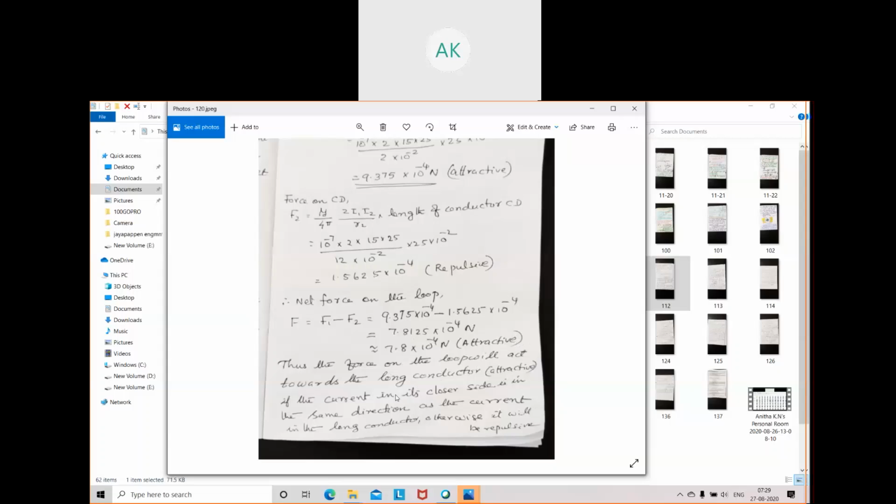They will attract each other. If the current in the closer side is in the same direction, there will be an attractive force. So that is an important question.